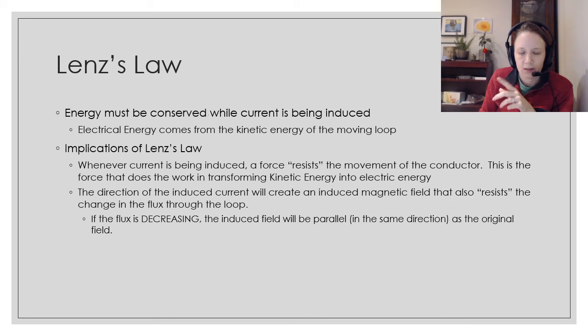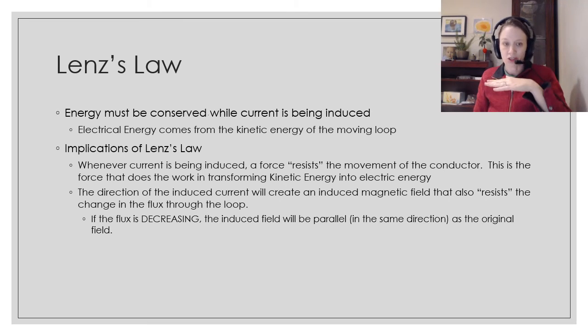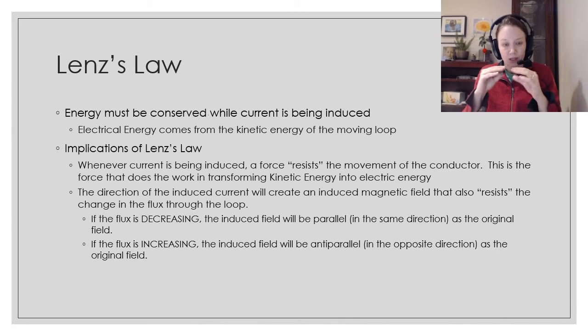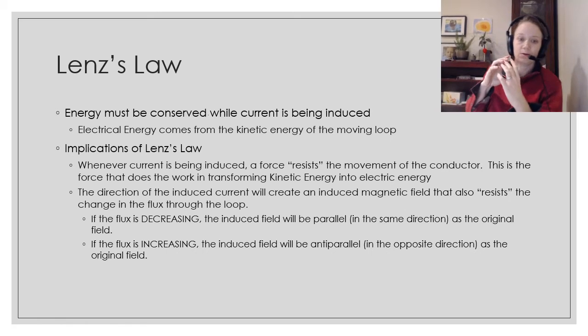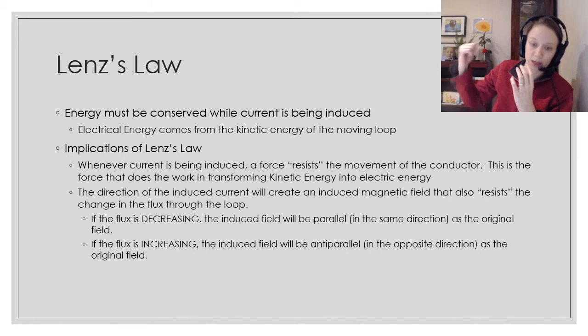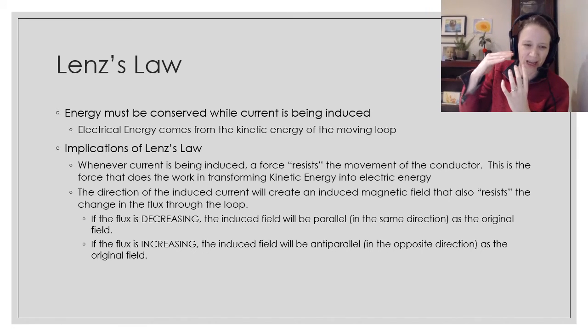A point that will be useful later on to remember is that if the flux through the loop is decreasing, then the induced field is going to be in that same direction so that we can bring it back up to its original level. Whereas if the flux through the loop is increasing, then my induced field is going to be in the opposite direction, so we can cancel out that increase and bring it back down to its nominal level.